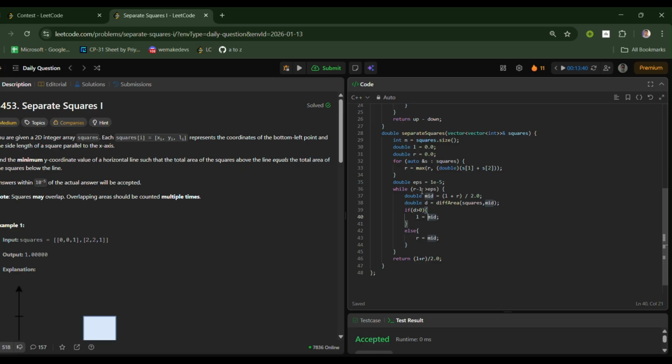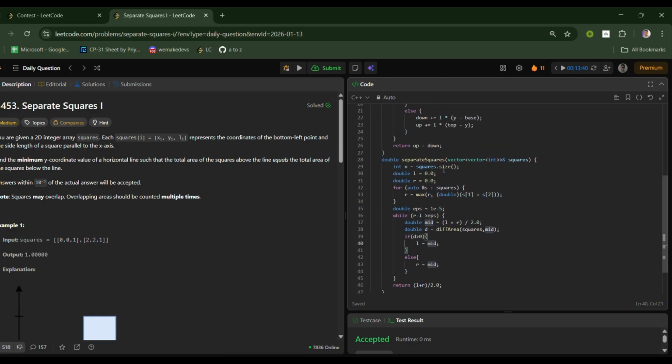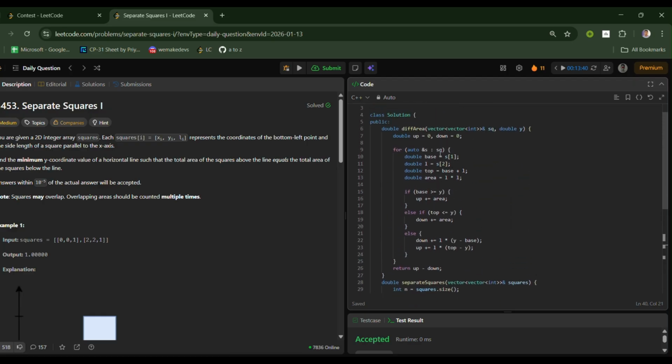While r minus l is greater than EPS, first we find the double mid, which is l plus r divided by 2.0. 2.0 is used because l and r values are double values. Then double d is the difference of the area of squares and mid. Again, what I have done to find the difference in area is this code, this is my up and this is down.